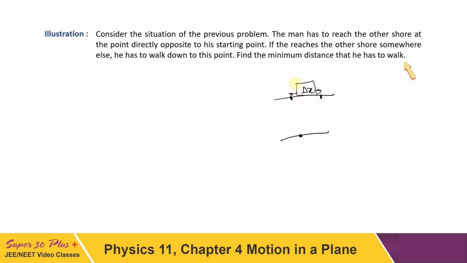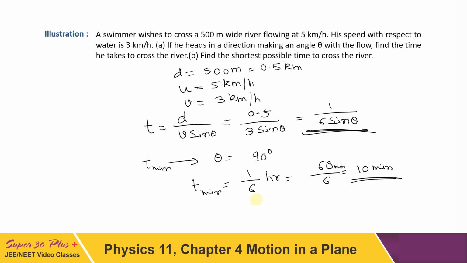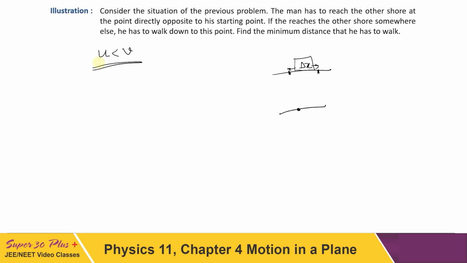First let us check, can this be 0? For this to be 0, u should be less than v. Is this so in the previous case? So let us first check the previous case. U is given 5 and v is 3 km. So this is not possible here. U is not less than v. So of course delta x being 0 is not possible.